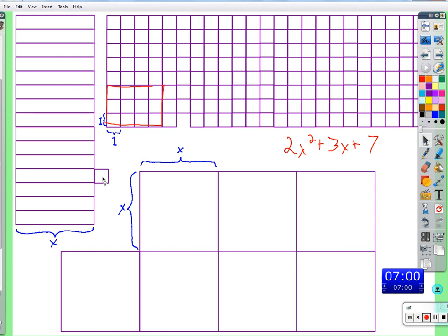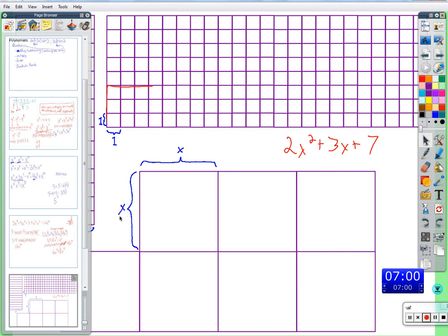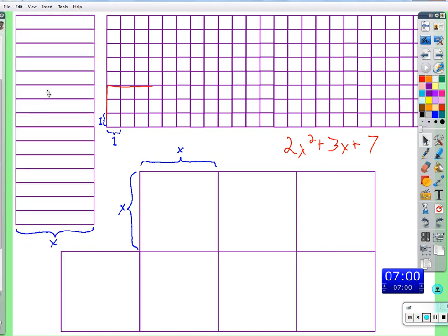X is not a specific number. X to the first. If we think of the area of a rectangle, just like we did here, 1 times 1. This area is 1 times 1. This area is 1 times x. X is the length of the other side. 1 times x. So the area of this would be? 1x. Or just x, because when you say 1 times something, that's a little bit extra. We don't need to say 1 times the thing. So the area of this would be 1. The area of these would be x.